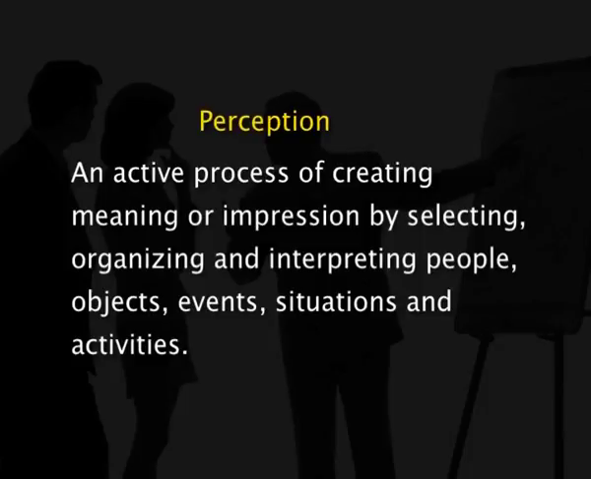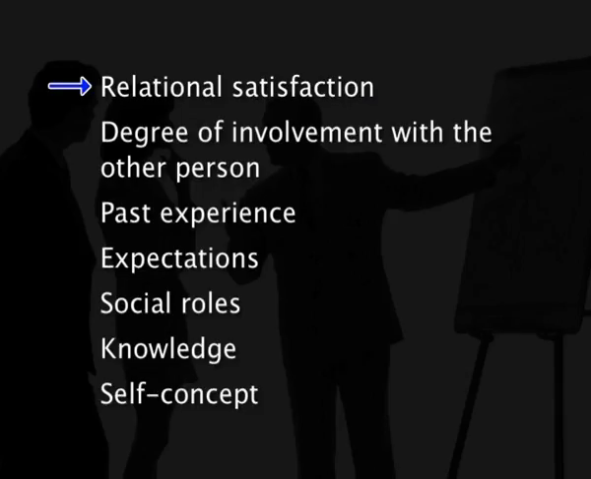Perception is an active process of creating meaning or impression by selecting, organizing and interpreting people, objects, events, situations and activities. Next, the situational factors influencing perception are relational satisfaction, degree of involvement with the other person, past experience, expectations, social roles, knowledge, self-concept. The cultural factors influencing perception are different people see things differently.